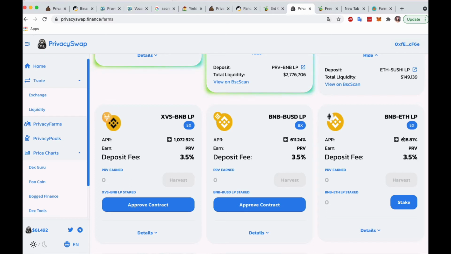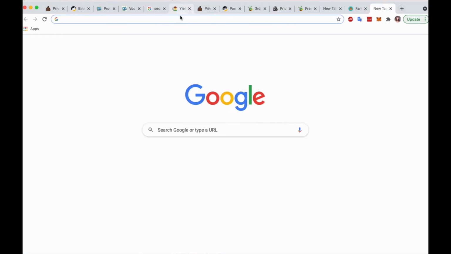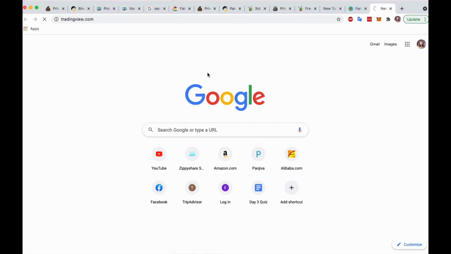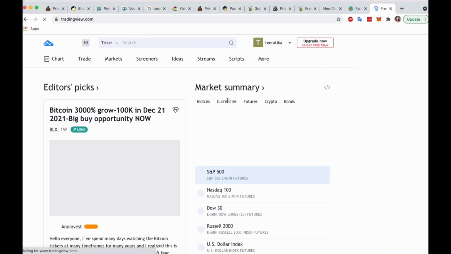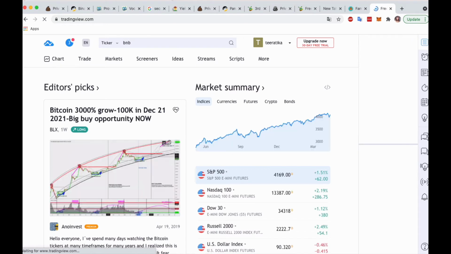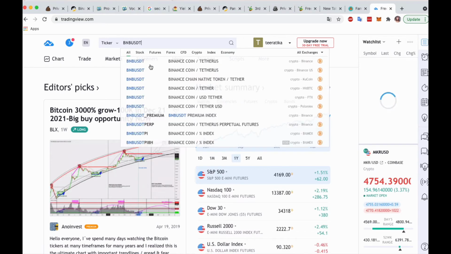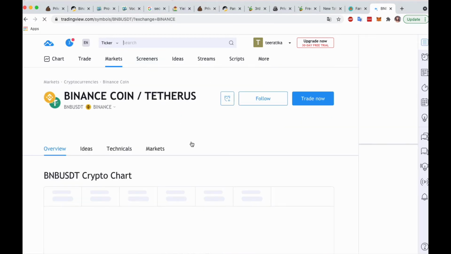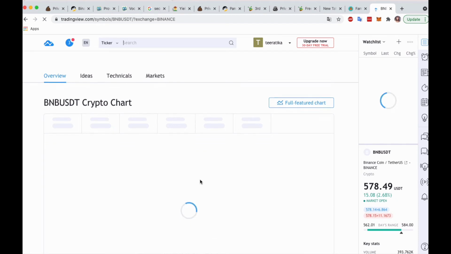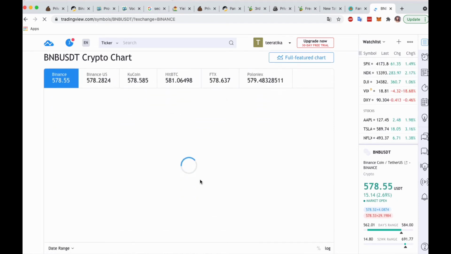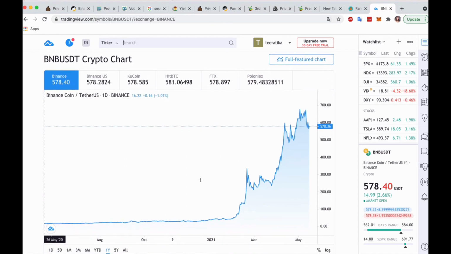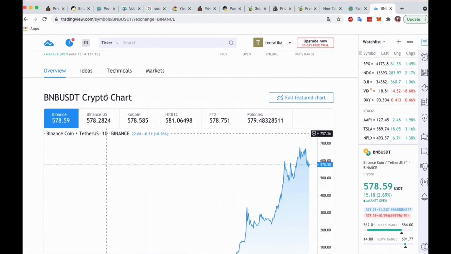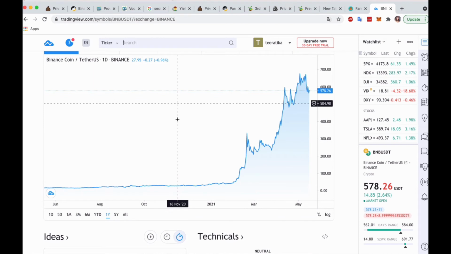Well, the answer is yes. And why do I say that? Because if I were to go into TradingView, I'm going to show you the chart for BNB, and I'll just do BNB USDT to be able to track that pricing. I'm going to switch this to a different time frame of chart, and I'm just going to change it to, let's say, the last 5 days.